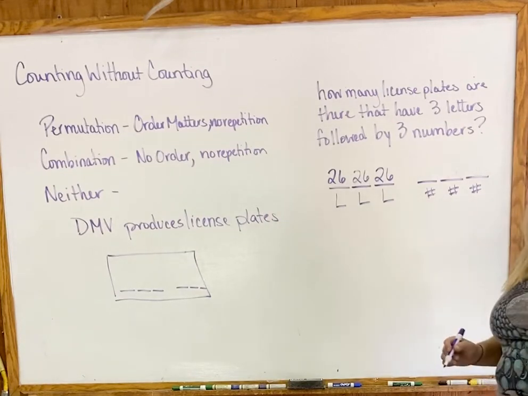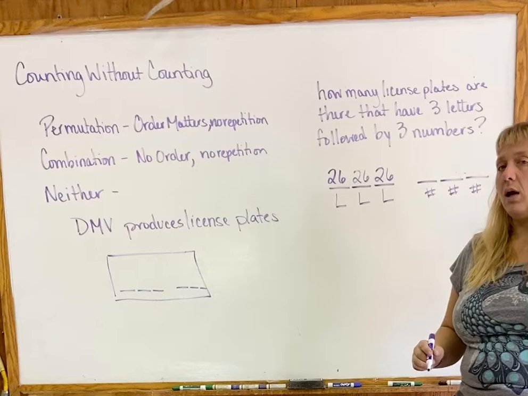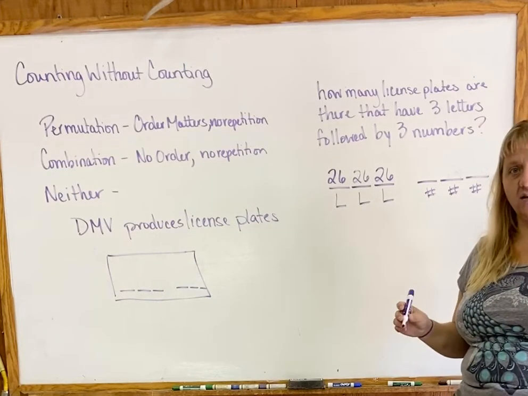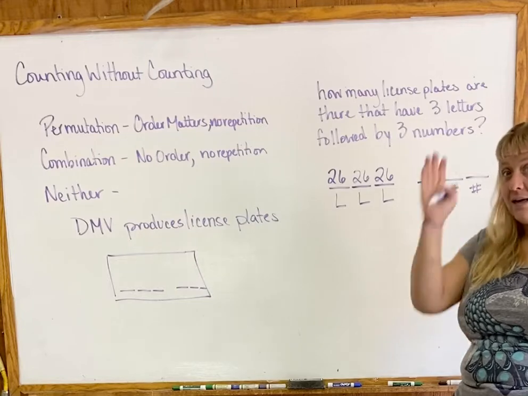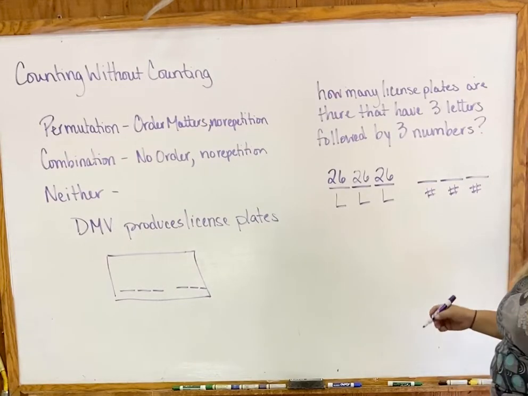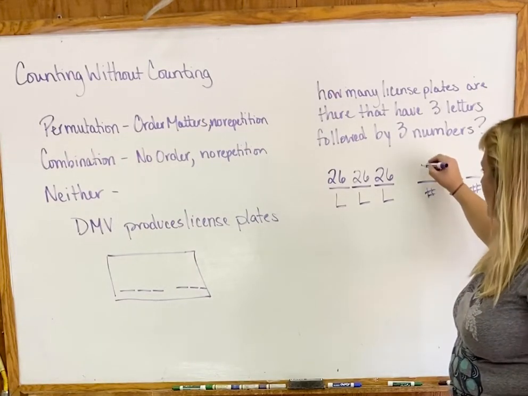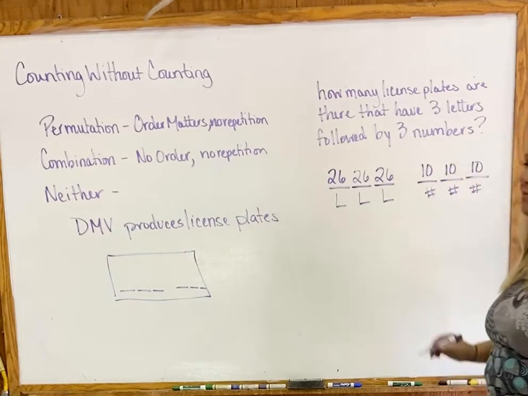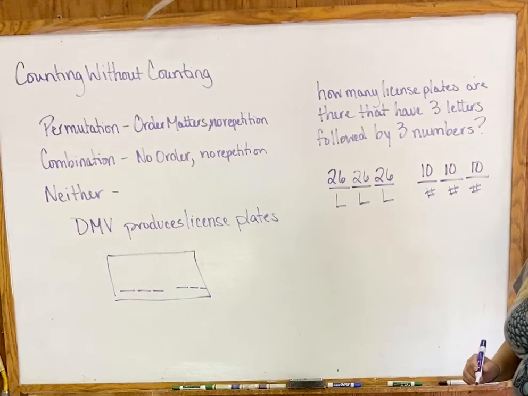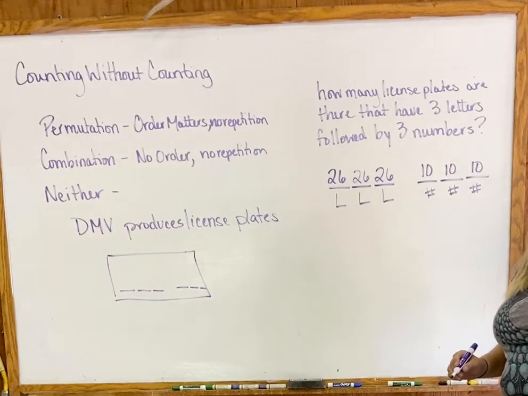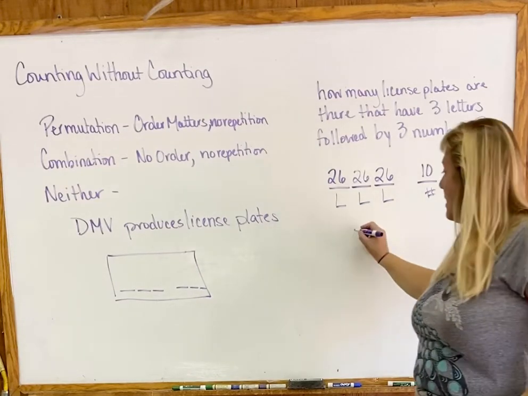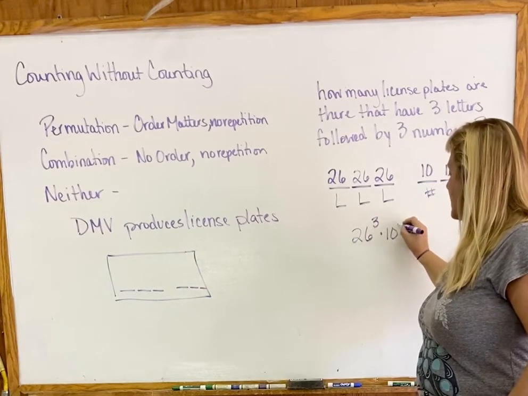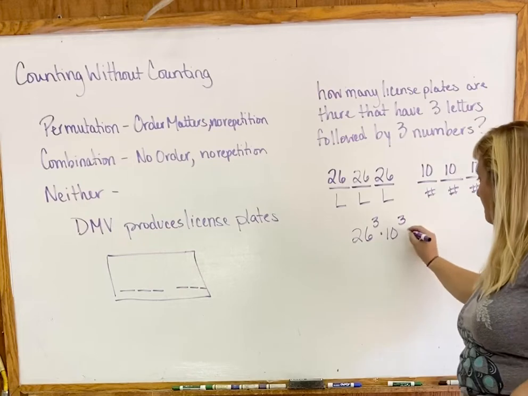Now we come over here and we think about numbers. Okay, now don't get yourself caught on this. How many digits are there? Okay, it's not 9, it's 10, right? Don't forget about 0. So for 0 to 9, there are 10 options. And again, there's repetition, so there's 10 options for each one of those. Now remember, the counting principle says that we're going to multiply here. So this is going to be 26 to the third power times 10 to the third power.